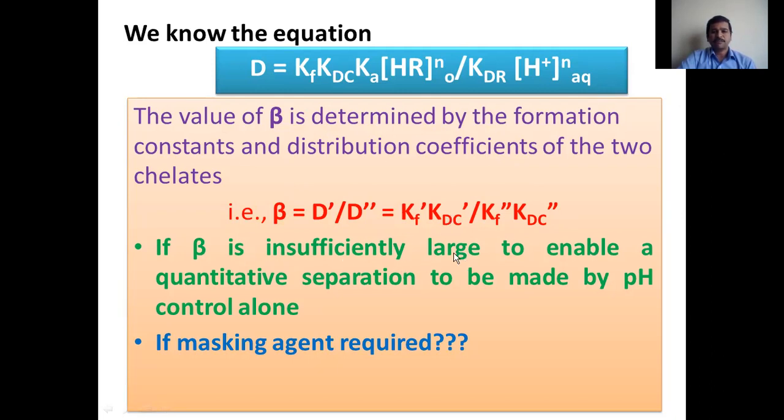If beta is insufficiently large, what does this mean? If beta is insufficiently large, the quantitative separation of any metal or any solute is controlled by pH.